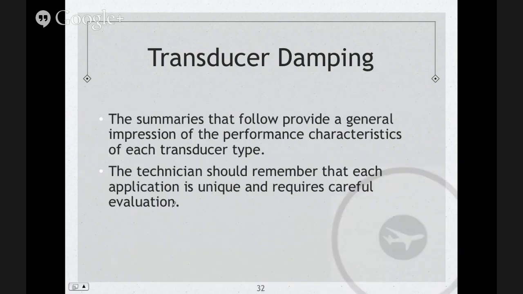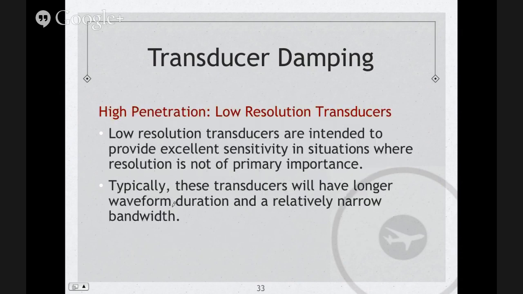The summaries that follow provide a general impression of the performance characteristics of each transducer type. The technician should remember that each application is unique and requires careful evaluation. So high penetration has low resolution. Because you're penetrating more, your pulse length is probably going to be longer, so you have less resolution. Low resolution transducers are intended to provide excellent sensitivity in situations where resolution is not of primary importance. Typically, these transducers will have longer waveform duration and a relatively narrow bandwidth. We said it has a longer waveform duration or pulse length.